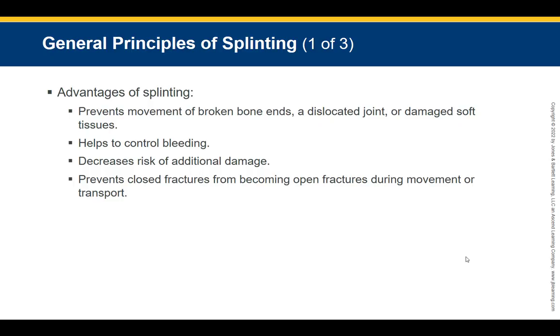The reason why we do splint people, rather than just leaving them the way we find them, is it helps to prevent broken bone ends from damaging underlying tissues further. It keeps the dislocated joints from hurting further, right? And it does cut down on bleeding. If everything's back the way it should go, the body goes, okay, we can repair this because everything is the way it should be, right? And then we don't want closed fractures to become open fractures, especially moving around.